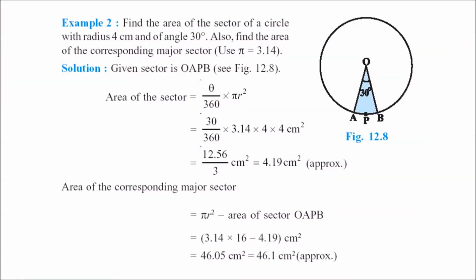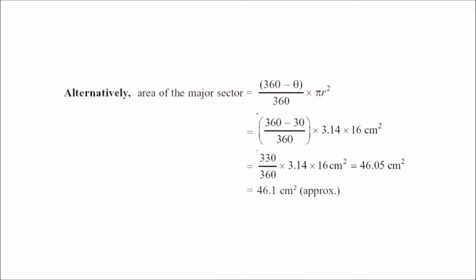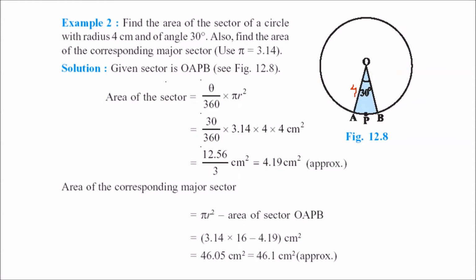So what we have seen, let us try to take a certain example. We have to find the area of a sector of a circle of radius 4, and the angle is 30 degrees. We have to find the area of the corresponding major sector. Let us see the first method, then we have another method also. The other method is quite simple, but let us solve by this method so that we understand the various complications and the technique.